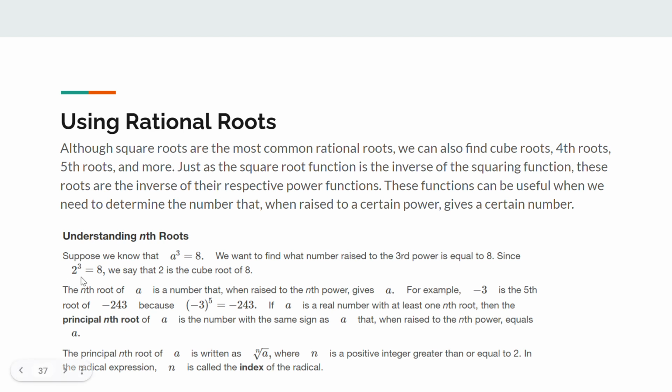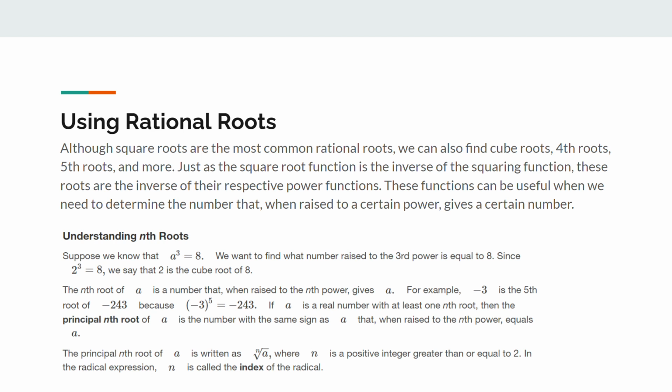Understanding nth roots. Suppose we know that 2 cubed is equal to 8. We want to find what number raised to the third power is equal to 8. Since 2 cubed is equal to 8, we say that 2 is the cube root of 8. The nth root of a is the number that, when raised to the nth power, gives a. For example, negative 3 is the fifth root of negative 243, because negative 3 to the power of 5 is equal to negative 243.